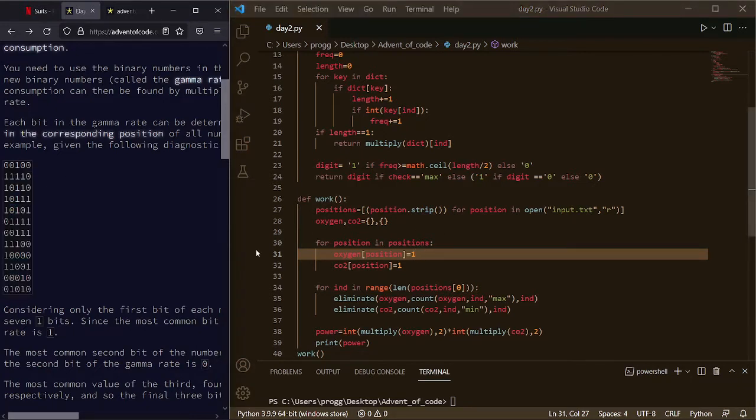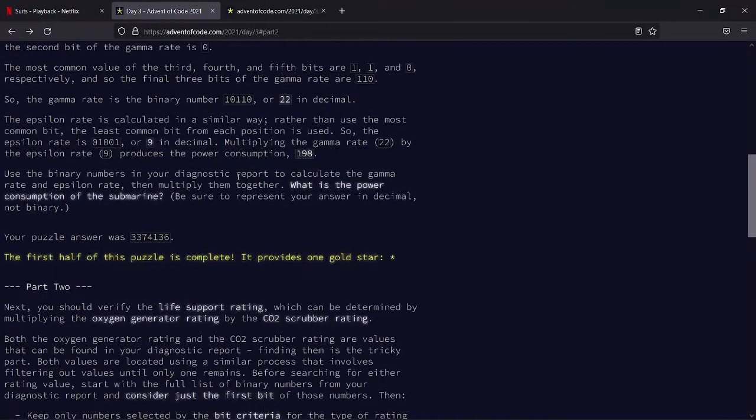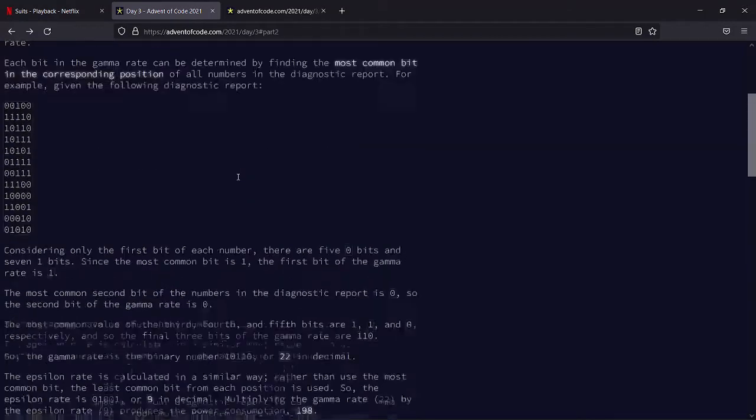Now whenever we find a number which is not possible, like for oxygen generator rating, if this number is not possible, we will simply change this to 0. Okay, which means that this number cannot be a possible oxygen generator rating.